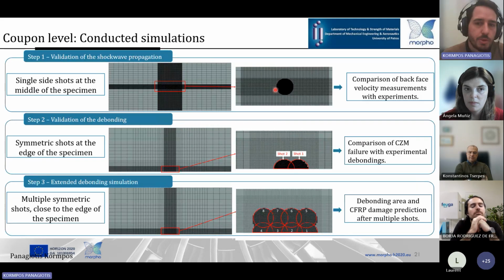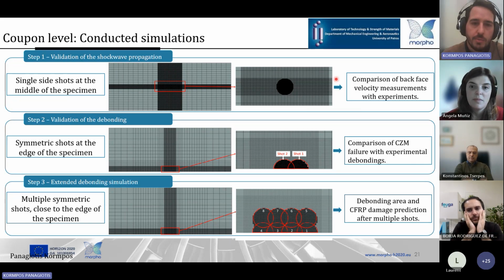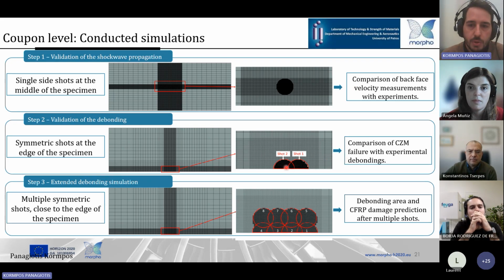The simulation procedure can be described in 3 stages. Initially, single pulse shots were simulated and backphase velocities were compared to experimental velocities. Then the symmetric laser shock loadings were simulated for 4 successive shots in 2 spots, like the experimental procedure, and the debonding predicted by the model is then compared to the experimental debonding. And finally, the validated model is used to simulate an extended debonding using 16 shots at 8 spots of the specimen.